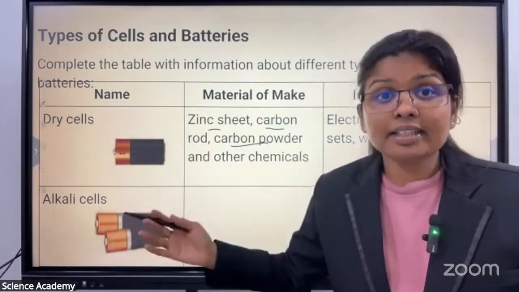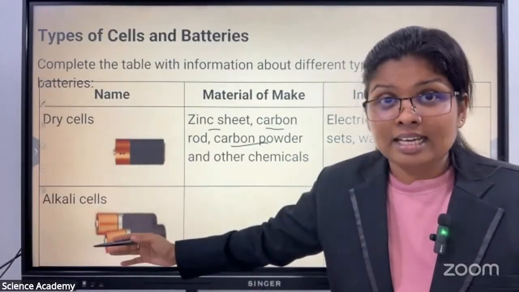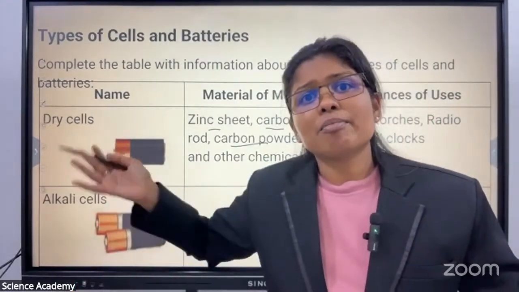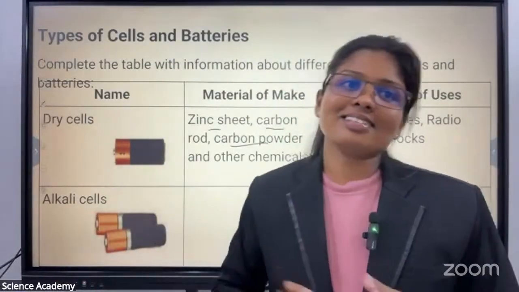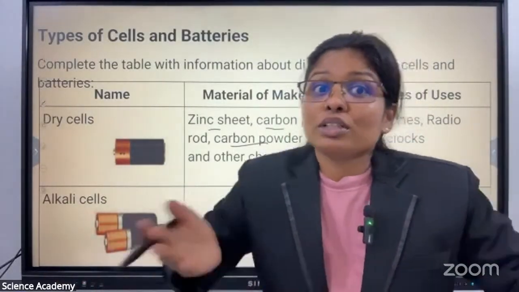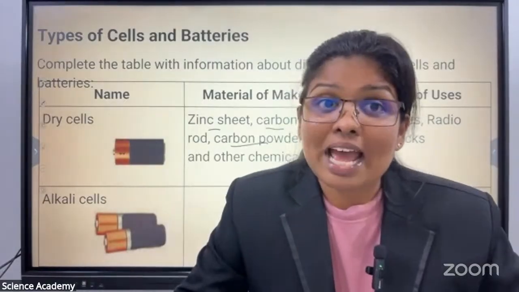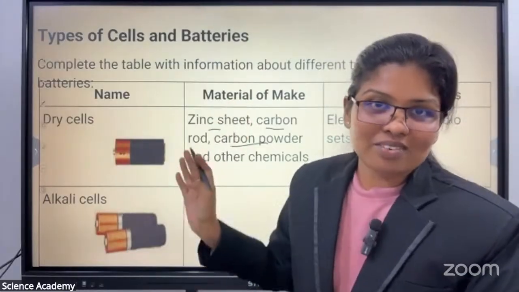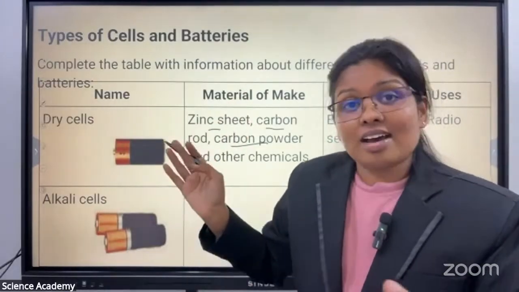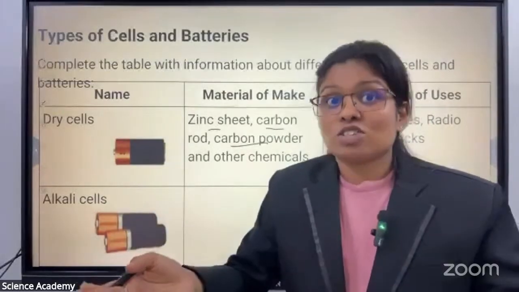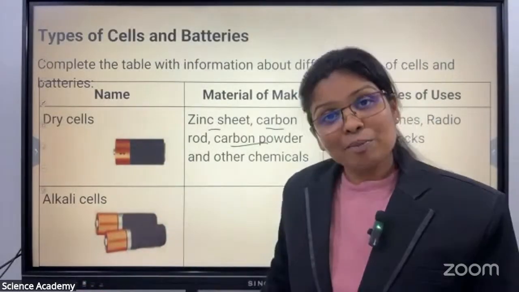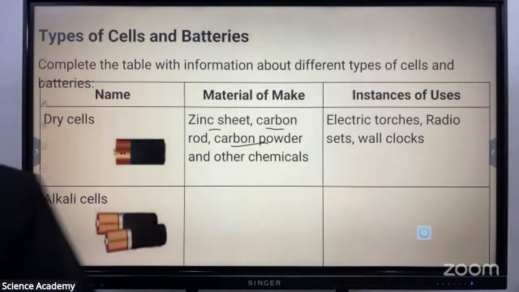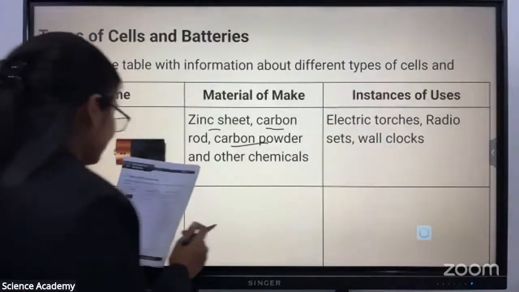But from battery to battery, cell to cell, the chemical components are different. Cells and batteries generate electric current as a result of a chemical reaction. For chemical reactions, there should be chemicals in it, right? If the electric current is generated by a chemical reaction, then the chemicals must be inside. Okay, so then children will write down what substances are inside these alkali cells, right?